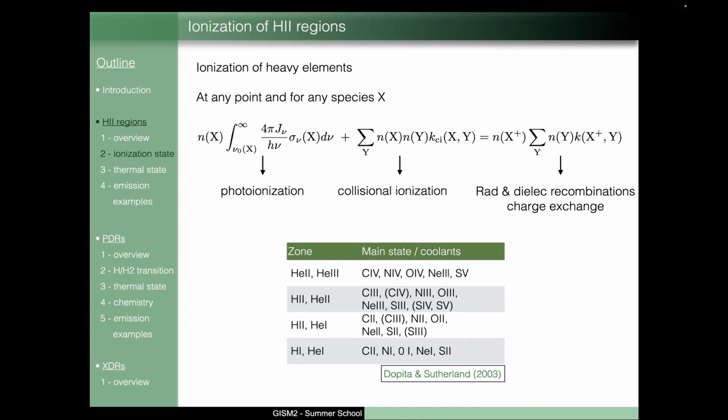So this equation seems more complicated, but in fact, it's much easier to solve than the previous equation because you know the radiation field. You have computed the radiation field, which came from the transfer and the ionization balance of hydrogen and helium. So this is what is shown in this table. Once you know the ionization balance of hydrogen and helium, all the rest is determined. What this table is showing is the main ionization stage of different heavy elements, depending on the zone you are looking at in the H2 region.